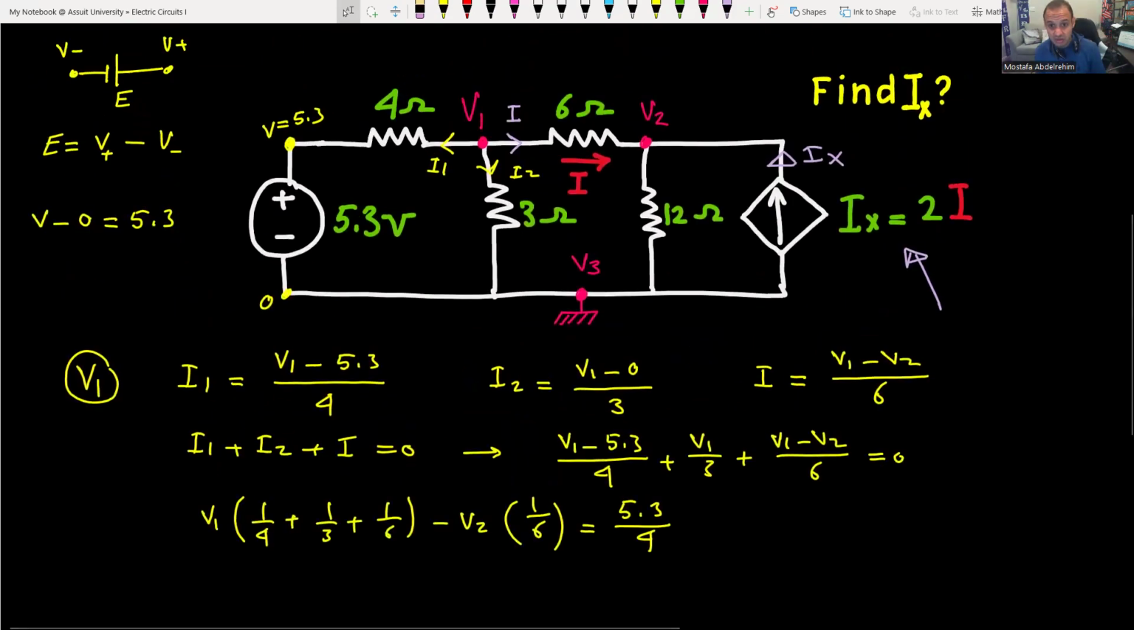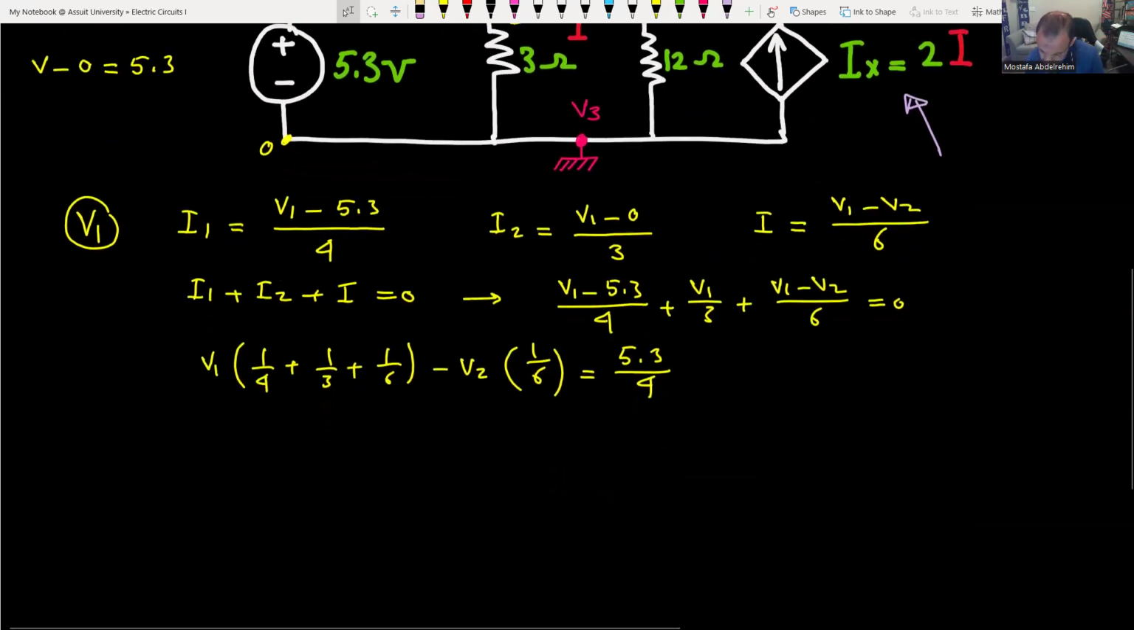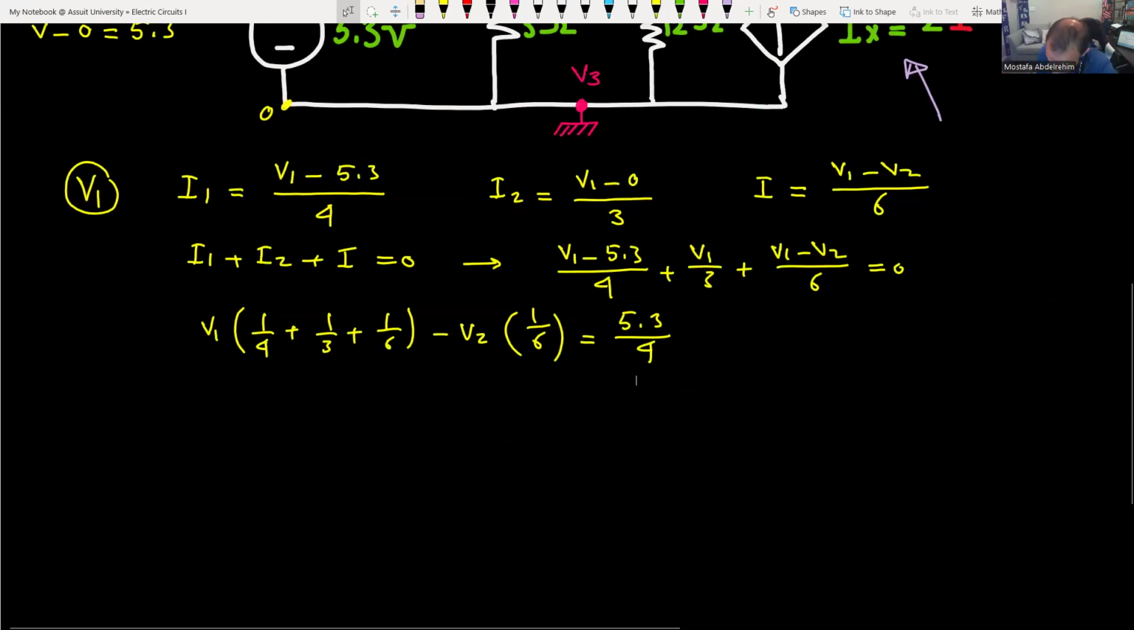That's exactly the shape that we expect for this equation at V1: V1 multiplied by the summation of the reciprocals of all the resistances connected to it, minus V2 divided by the resistance between V1 and V2. If there is V3, it's going to be minus V3 divided by the resistance between V1 and V3, and if there is V4 and so on. Equal to the current source value, or the voltage source value divided by the resistance. Good. Now, this is basically equation 1, but let's simplify it more.